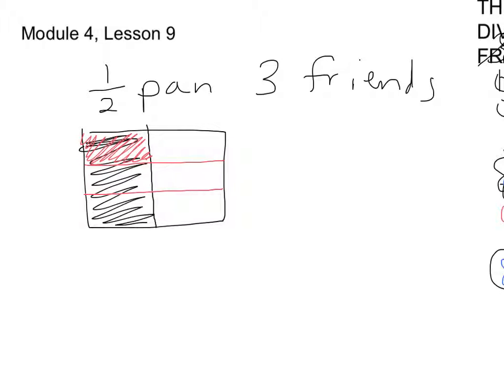Well, how many pieces do we have overall? 1, 2, 3, 4, 5, 6. So each friend is getting one of those. Each friend gets 1/6 of a pan. So we had 1/2. We divided by 3. And we got 1/6. Okay? Can we see a pattern here at all?